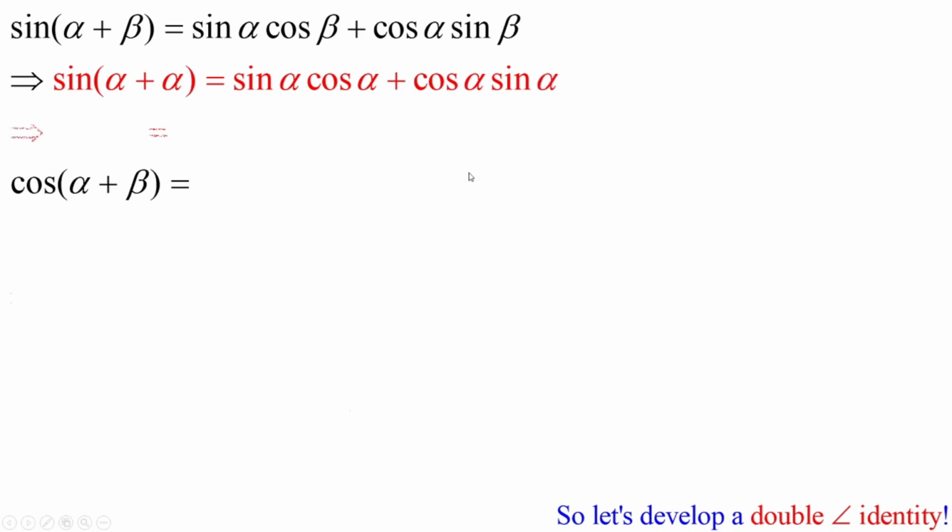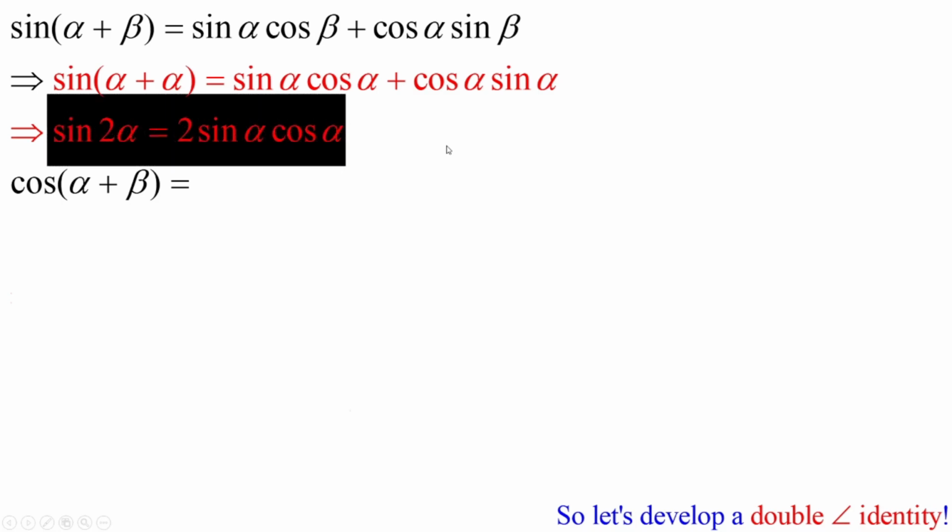So now let's simplify. That will imply, and I'm going to write sine of alpha plus alpha as sine of 2 alpha. That equals sine of alpha, cosine of alpha, plus cosine of alpha, sine of alpha. Now, by the commutative property of multiplication, those are the same terms, so that's going to be nothing more than 2 times sine of alpha, cosine of alpha. And there you go. There's your double angle identity for sine right there.